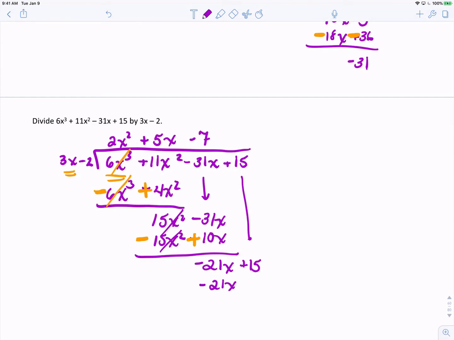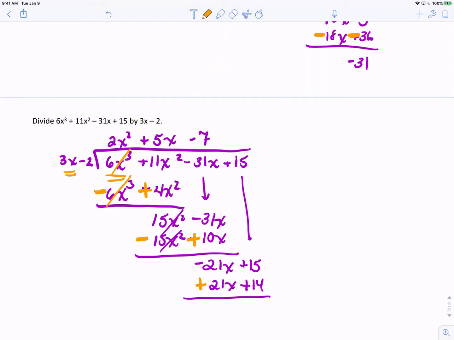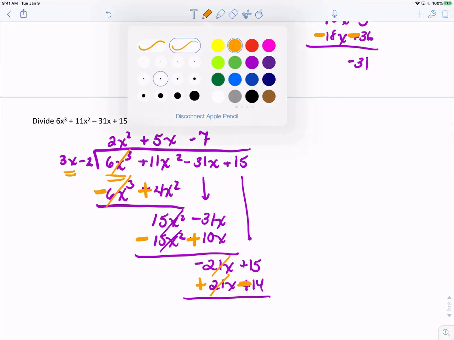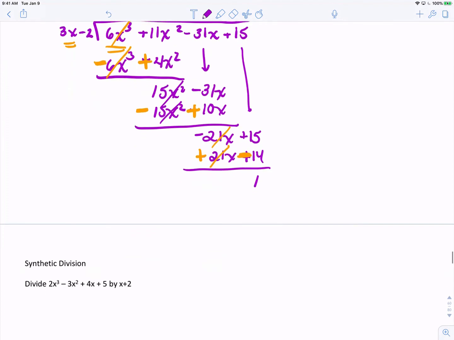Negative 7 times negative 2 is a positive 14. We want to subtract. Subtract means change the signs and add. These will give us 0. And 15 plus negative 14 gives us 1. So we have a remainder of 1, which we can write as a fraction, 1 over 3x minus 2. So that's long division of polynomials.